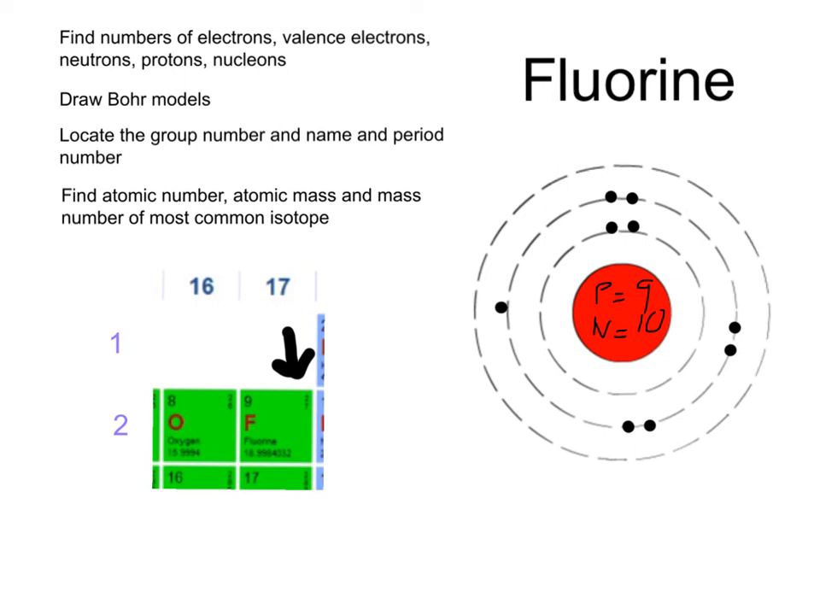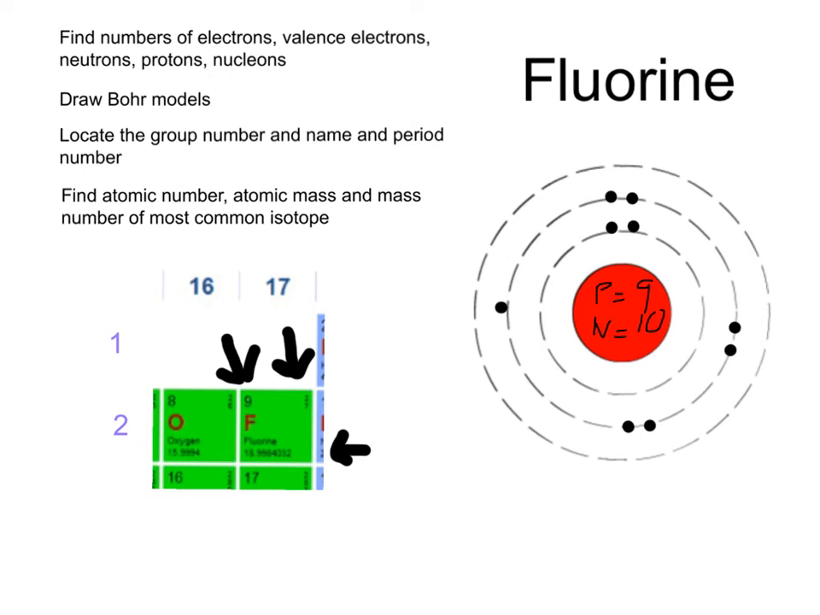The atomic number is 9. That's this number right here. Our atomic mass is this number, unrounded, 18.99 and so on. And our most common isotope is the rounded number that we just looked at there. So instead of 18.99, that's 19. So that's it for fluorine.